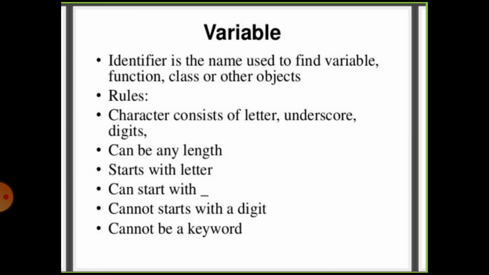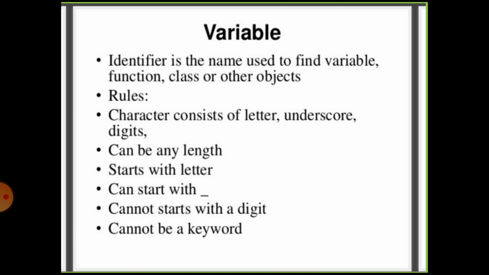What are variables or identifiers? You can say identifiers are the names given to different parts of the program, like variables, objects, classes, functions, lists, dictionaries, etc. An identifier is the name used to identify a variable, function, class, or other object. Some rules are here for how to create them. The first rule: characters consist of letters, underscore, and digits, and can be of any length. It can start with a letter, it can start with an underscore, but it cannot start with a digit.